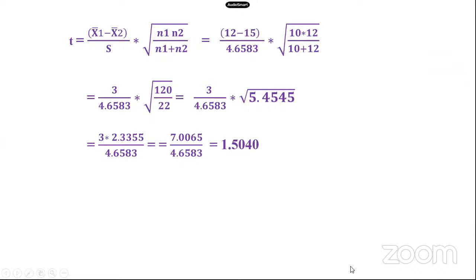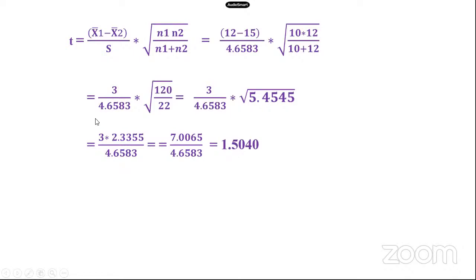Now apply the t test. The t test is equal to the mean of the first sample minus the mean of the second sample, divided by the combined standard deviation into the square root of N1 into N2 divided by N1 plus N2. Then you will get: first sample mean 12 minus second sample mean 15, divided by standard deviation 4.6583 into root of 10 into 12 over 10 plus 12.